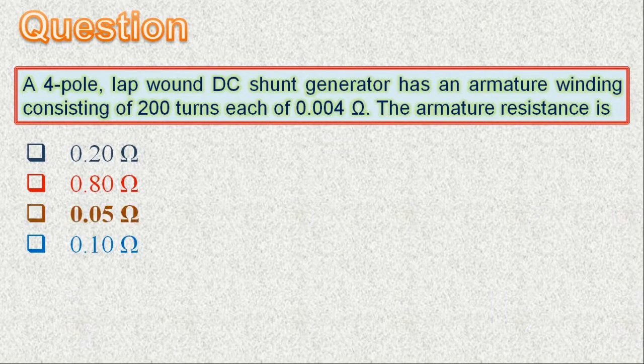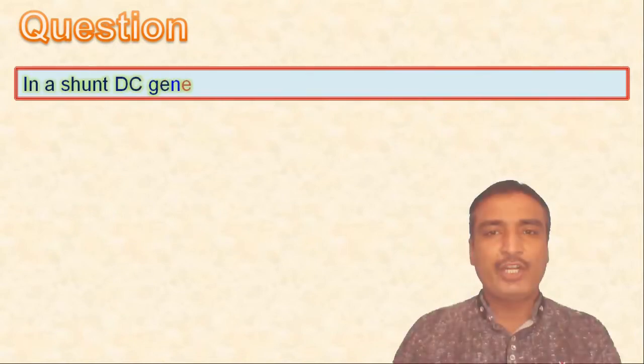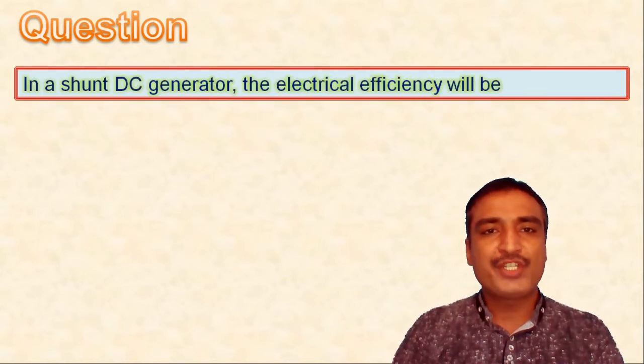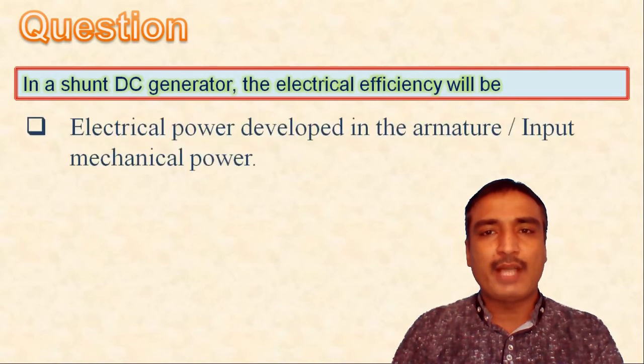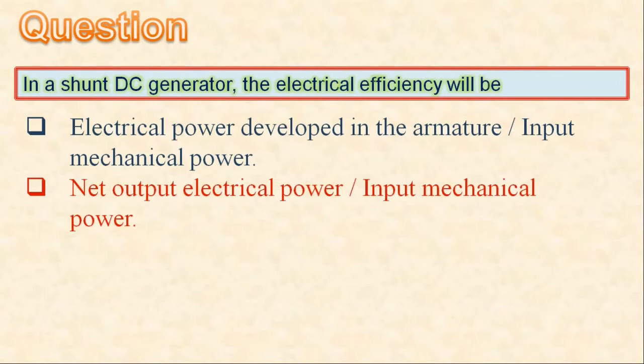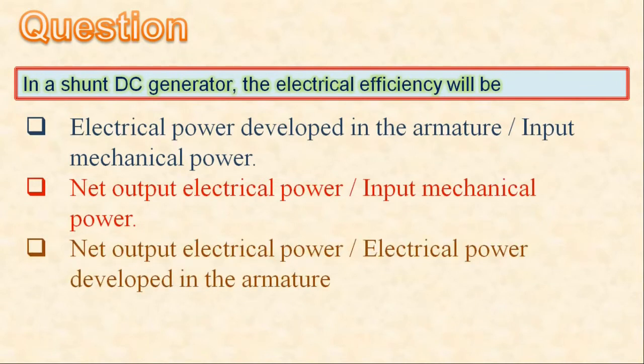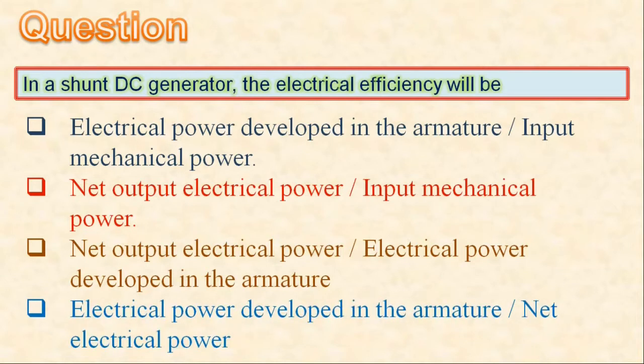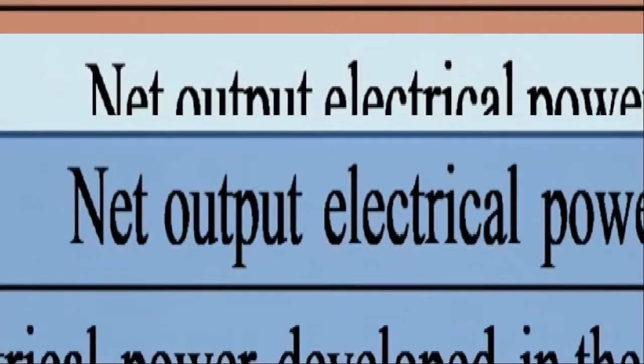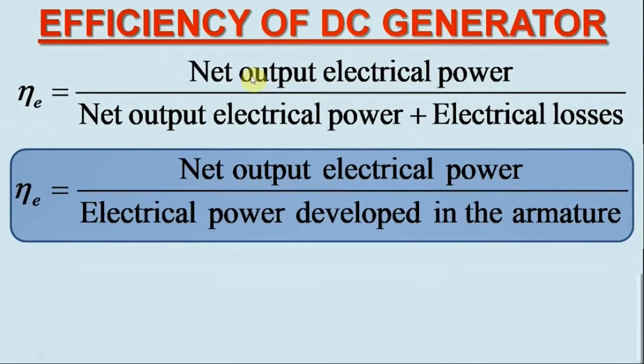Next question is, in a shunt DC generator, the electrical efficiency will be. The options are electrical power developed in the armature over input mechanical power, net output electrical power over input mechanical power, net output electrical power over electrical power developed in the armature, electrical power developed in the armature over net electrical power. Recall, we may define the electrical efficiency of the DC generator as net output electrical power over net output electrical power plus electrical losses.